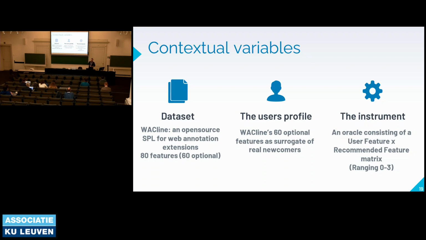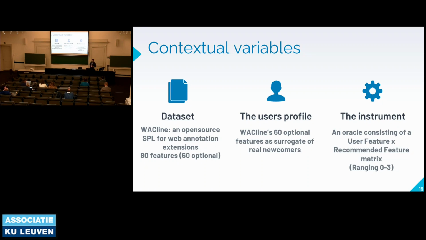And as the users, as we didn't have access to real users or real newcomers, we used Walkline's 60 optional features as surrogates for 60 newcomers. So it would simulate the situation where 60 newcomers come to the company or to Walkline, and we have for each one a different feature assigned as their background.